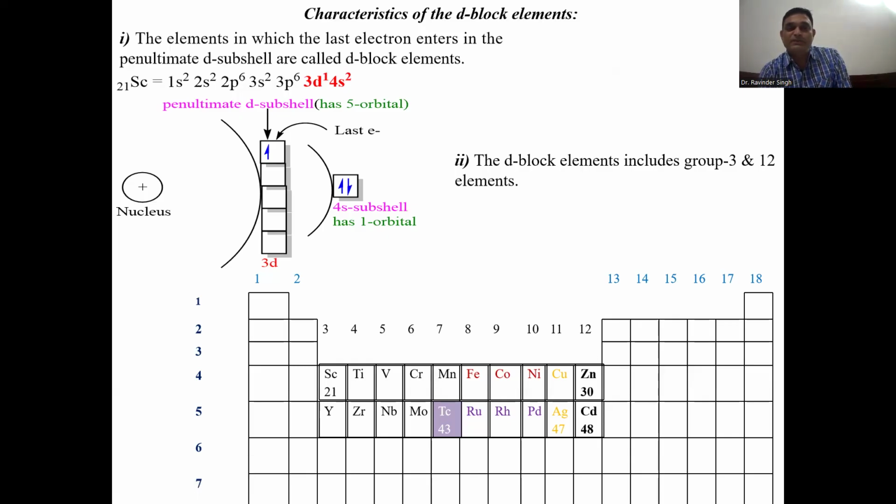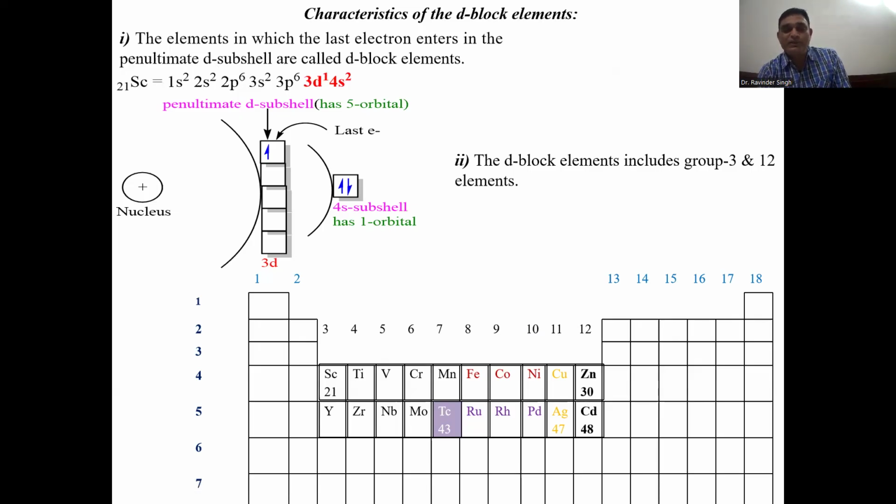Okay, so next one is manganese, 25. In the last there is 5, so 3d5 4s2. In cobalt, the atomic number is 27, in the last there is 7, so 3d7 4s2. In nickel, 28, 3d8 4s2. In copper, atomic number 29, 3d9 4s2. So again the exceptional case: one of the 4s electrons goes into the 3d, and the configuration of copper becomes 3d10 4s1. That is due to the fully filled d subshell.